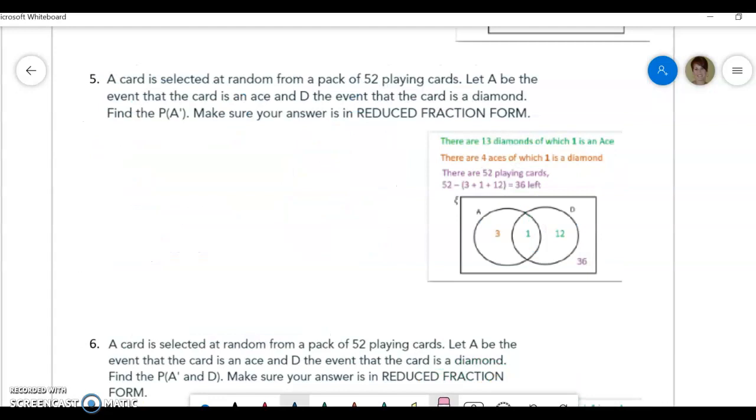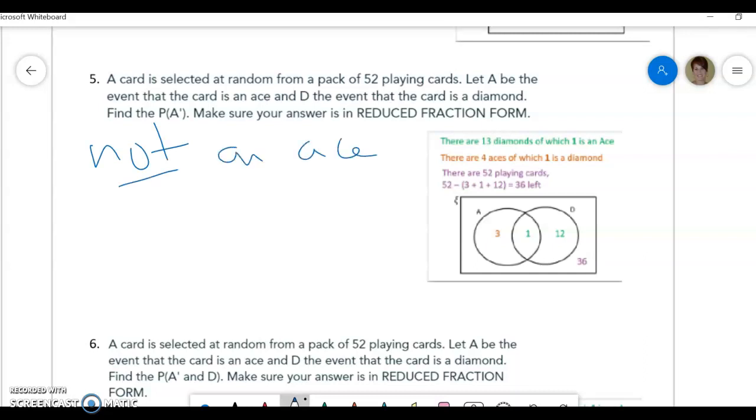The next example, we're still using the deck of cards, and this time it says find the probability of A apostrophe, or what we call A prime. And if you remember in the notes, and you might not because it might be new, this is called the complement of A, which means not A. So what this really is saying is find the probability of drawing a card that is not an ace.